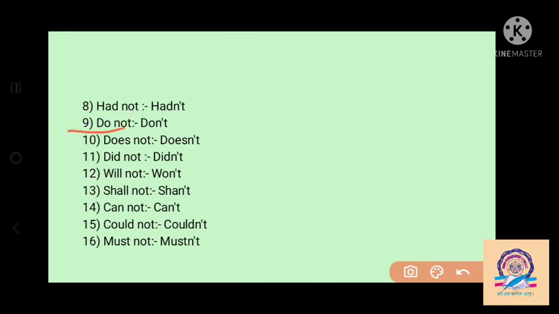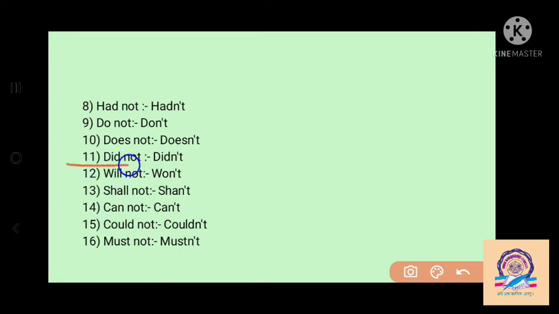Then "do not", most probably we use "don't" here. "Do not" changes into "don't". Then "does not" changes into "doesn't". For making a negative we have to remove o, then apply an apostrophe t here.